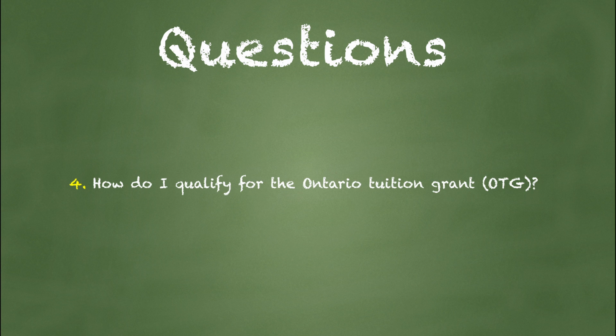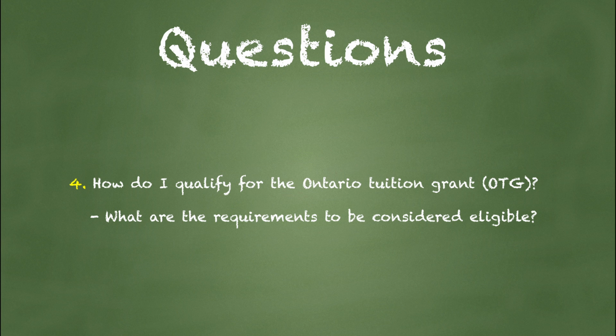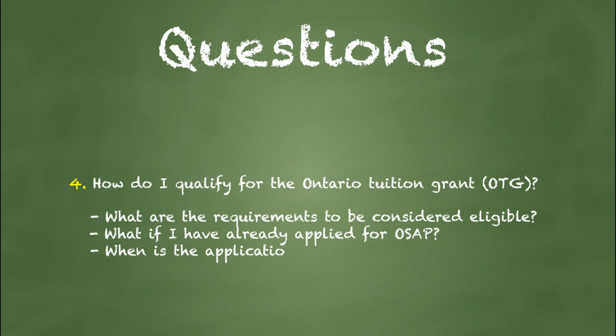How do I qualify for the Ontario tuition grant? What are the requirements to be considered eligible? What if I have already applied for OSAP? When is the application deadline? When will I get my grant?